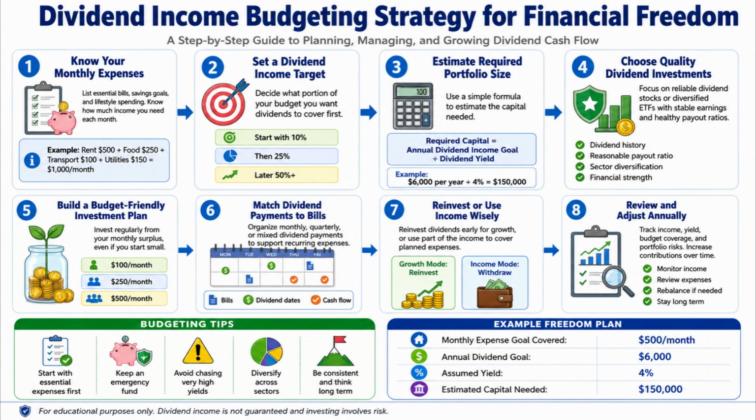Afterward, review and adjust the strategy at least once every year. Track total dividend income, current yield, budget coverage, and portfolio risks. Also review your expenses, rebalance the portfolio when necessary, and gradually increase contributions when your budget allows. Staying focused on long-term progress can help prevent emotional decisions caused by short-term market movements.